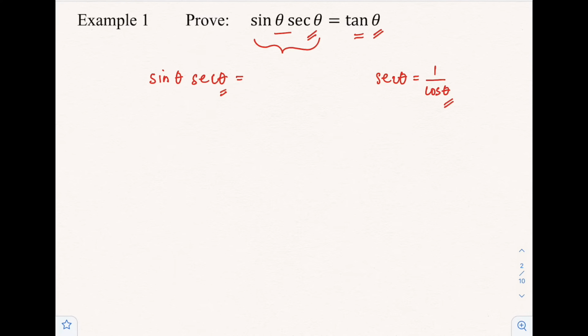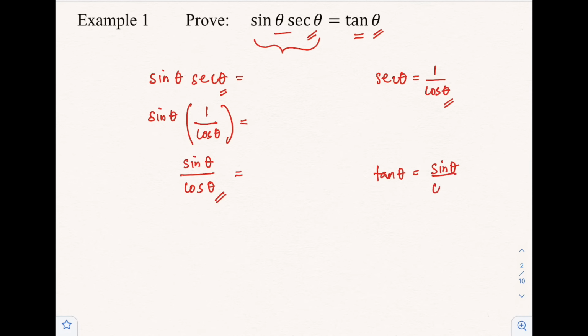Okay, so try natin. We have sine theta times secant theta, which is equals to sine theta times 1 over cosine theta. Tama? So, getting the product, we have sine theta over cosine theta. So, this time guys, kung mapapansin nyo, medyo familiar yung ating quotient. Okay? Dun sa quotient identities natin, makikita natin dun na si tangent theta is equals kay sine theta over cosine theta.